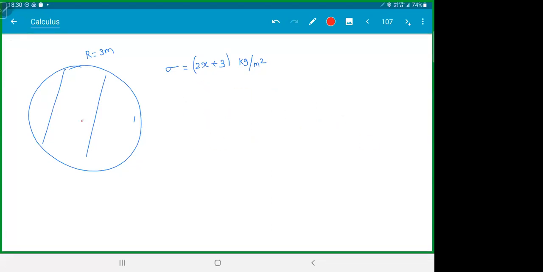So how do you choose an element? At a distance x, take a ring, dx.